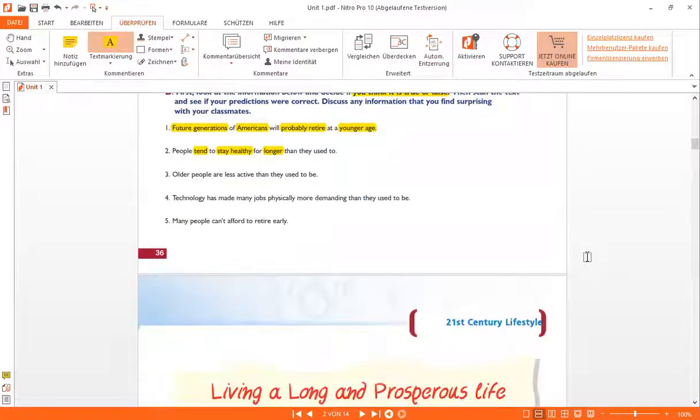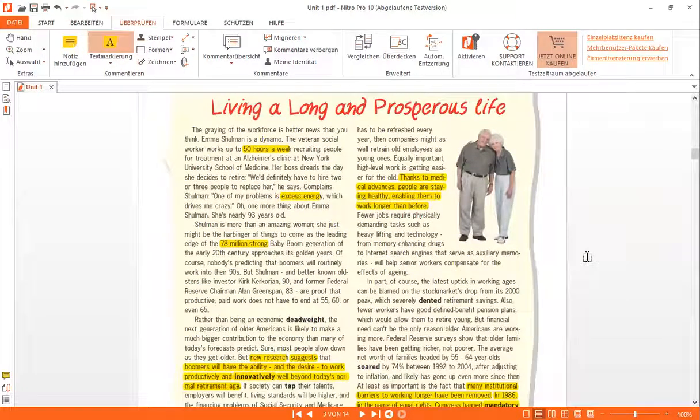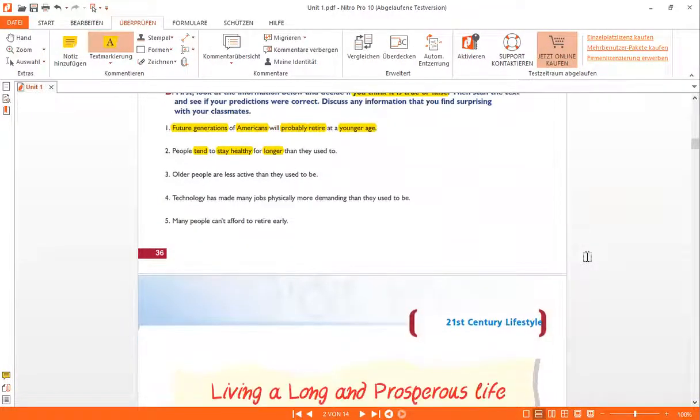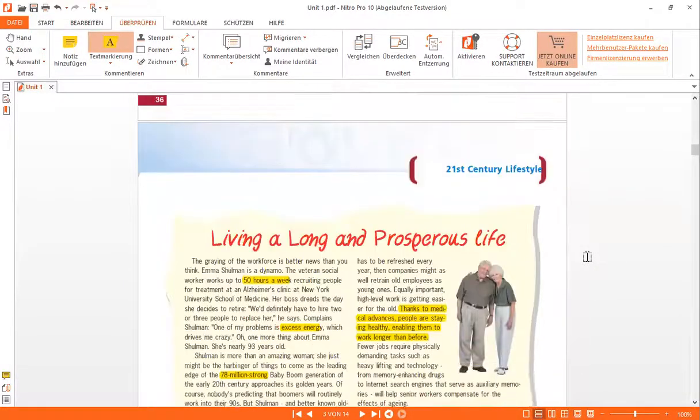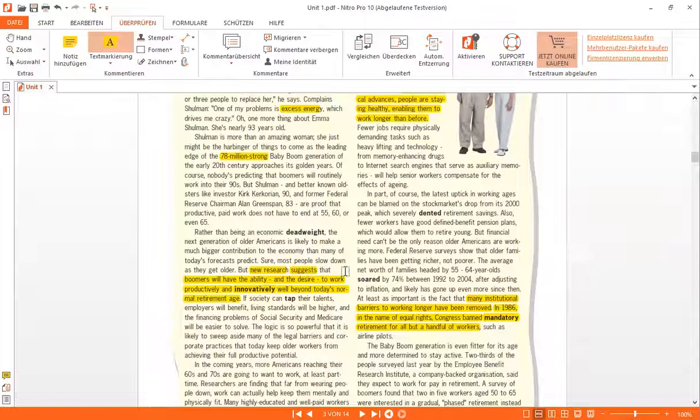Whatever your opinion was, once we go to the text, we will actually either find some of these things or will not find them, okay? So let's start with the first one. The first one says, future generations of Americans will probably retire at a younger age. This statement is false. If you scan well, you will get to this point which says, new research suggests that boomers will have the ability and the desire to work productively and innovatively well beyond today's normal retirement age.